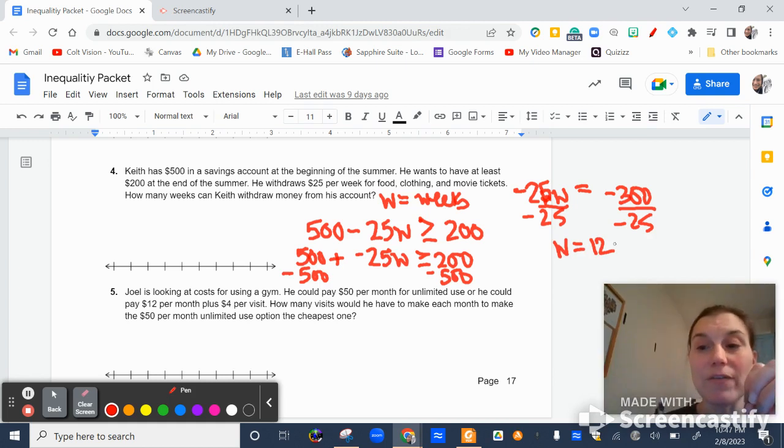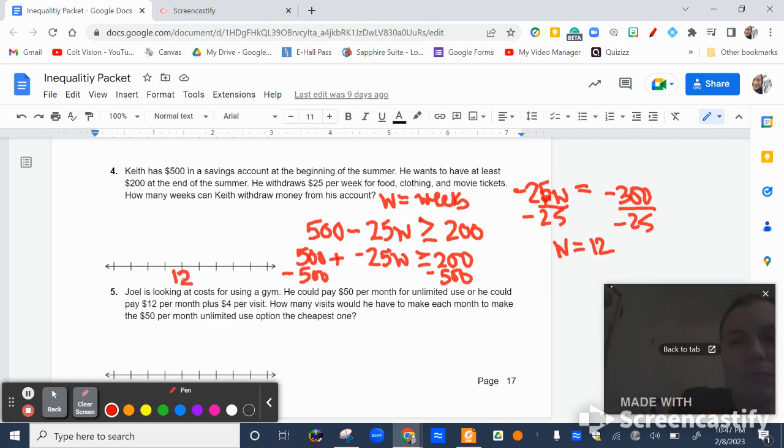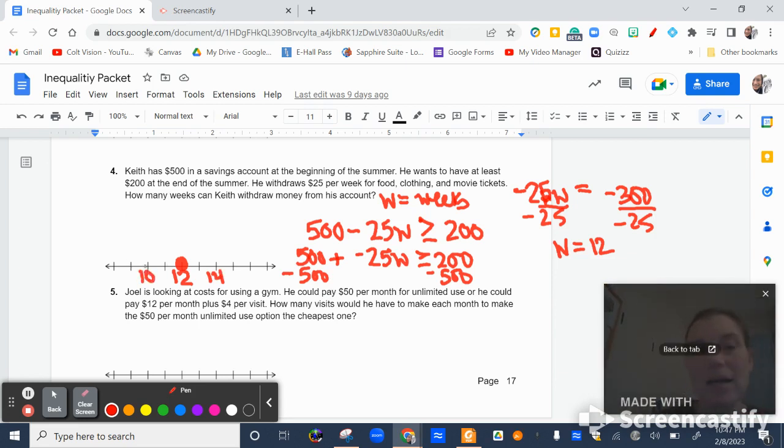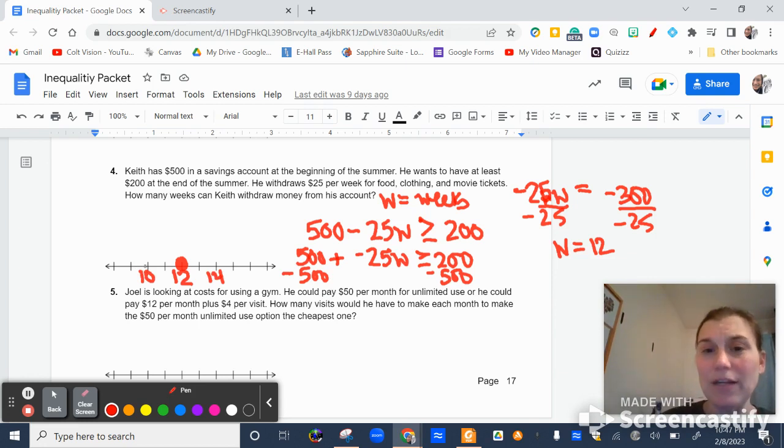Now, I'm not sure if it's W is greater than or equal to 12, or W less than or equal to 12. That part I don't know yet until I get to my graph. So I'm going to put 12 on the number line and put a closed circle because 12 works. And then I'm going to put numbers greater than 12 on the right, like 14, and numbers less than 12 on the left, like 10. And I'm going to check and see which way I should graph. Well, there's a greater than symbol here, so let me try a number greater than 12. Let me try 14.